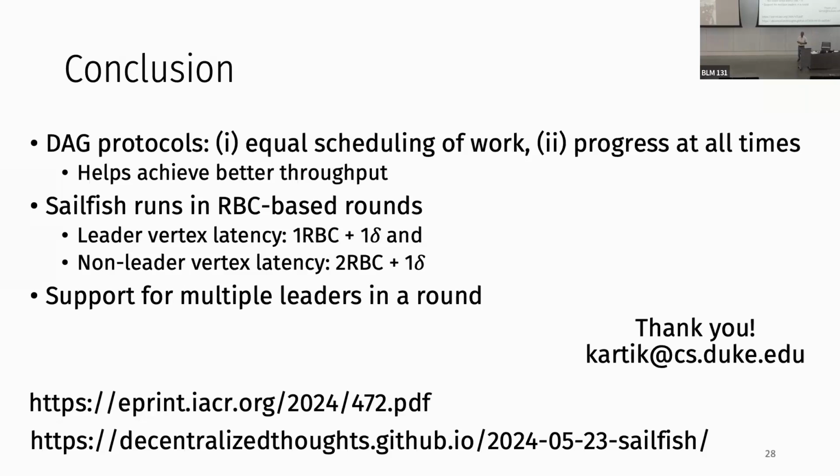So the theoretical minimum latency for consensus or Byzantine broadcast in partial synchrony is 3 delta. And over here, 1 RBC, if you assume a latency-efficient RBC, is 2 delta time. So 2 delta plus 1 delta is 3 delta. So over here for leader vertex, we already achieved theoretical minimum latency.